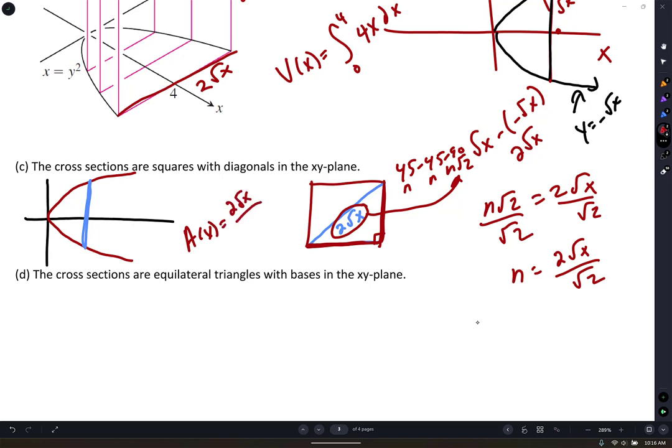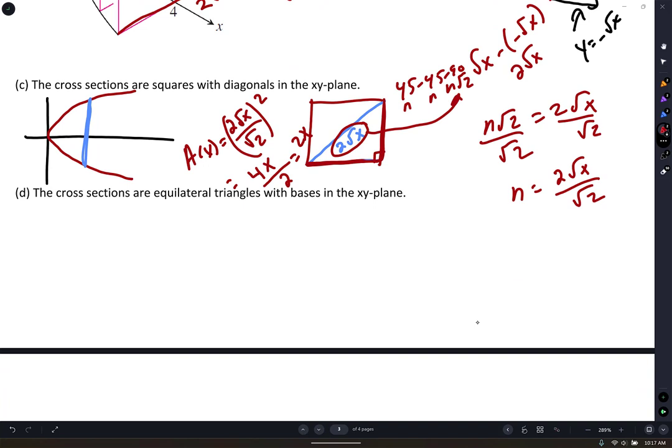2 square root of x over square root of 2, squared. When I square this, look what you get. 2 times 2 is 4. Square root of x times square root of x is x, divided by square root of 2 times square root of 2, which is 2. So 2x. That's the expression for the area. Does that make sense, guys? Okay.